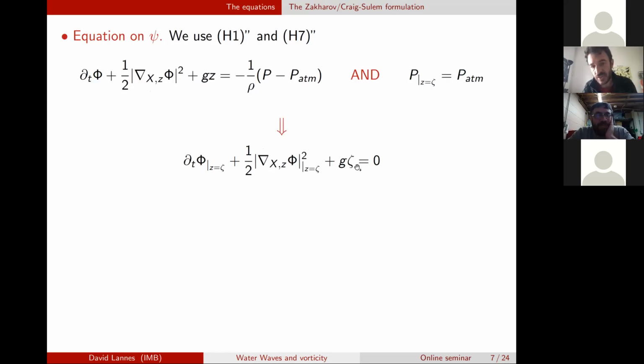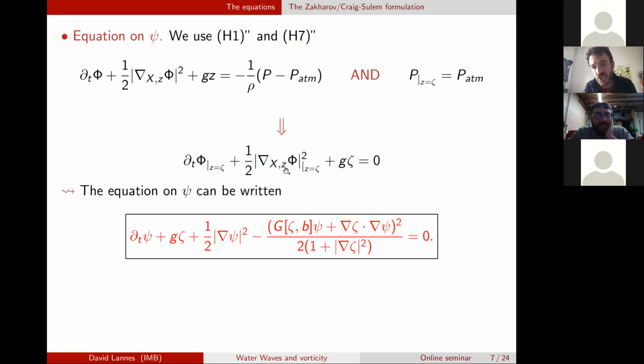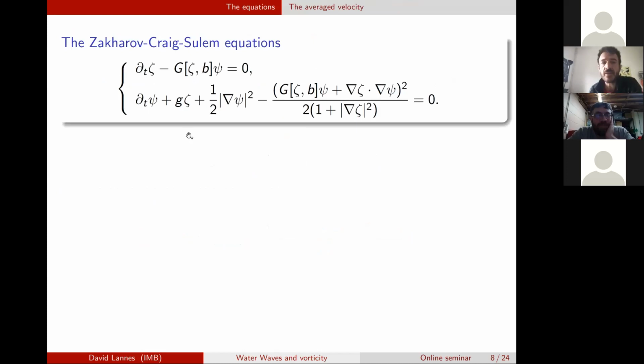You get rid of the pressure term, and then by using the chain rule, you can express all the derivatives of phi in terms of grad psi, which is essentially the tangential component of the velocity, and the normal derivative of phi, which is related to the Dirichlet-Neumann operator. So you have some computations. It's not important here. What is important is that by taking the trace of the Bernoulli equation at the surface, you obtain the time evolution equation for this quantity psi. And this set of two equations is what is called the Zakharov-Craig-Sulem formulation of the equation.